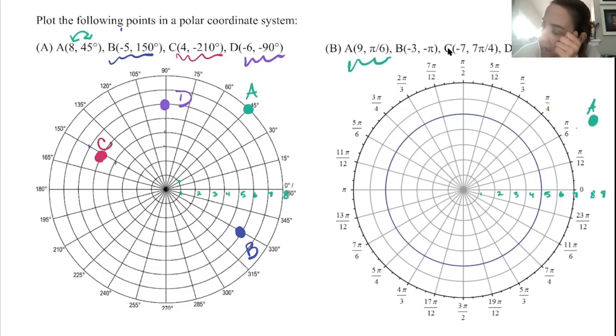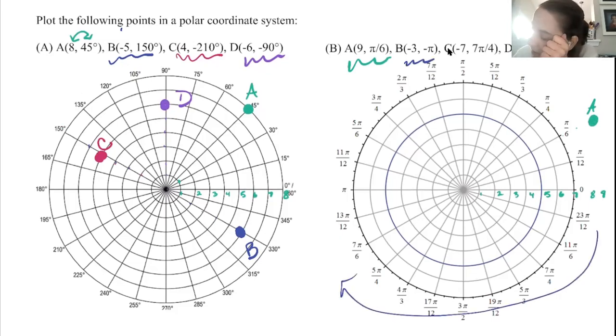Point B is at (-3, -π). So I'm going to go down to -π and then go backwards 3. When I'm over here at -π, I'm kind of facing this direction to the left, but then I have to step backwards 3. So 1, 2, 3, here's point B.